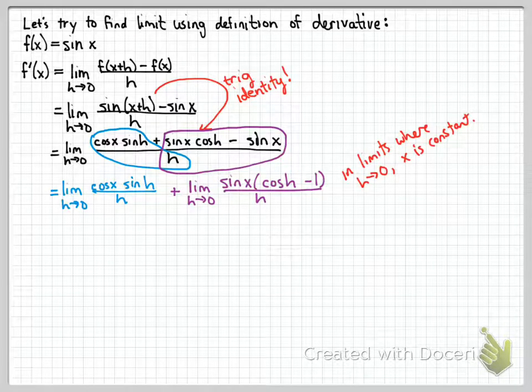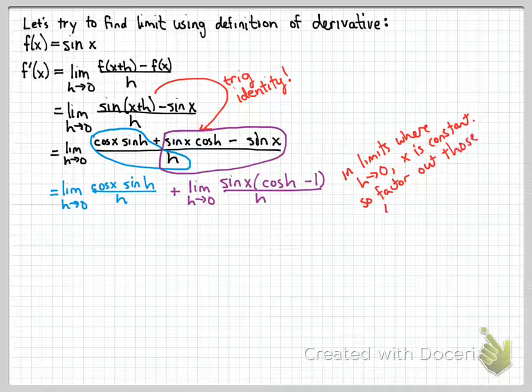So I want to point out that both of these limits here have h approaching 0. So h is the thing that we're worried about. It's the variable. So x, as far as we care in these limits, is just a number. It's a constant. So when you have a constant times something in a limit, you can pull that constant out. We'll factor out cosine x out of the first limit and sine x out of the second limit.